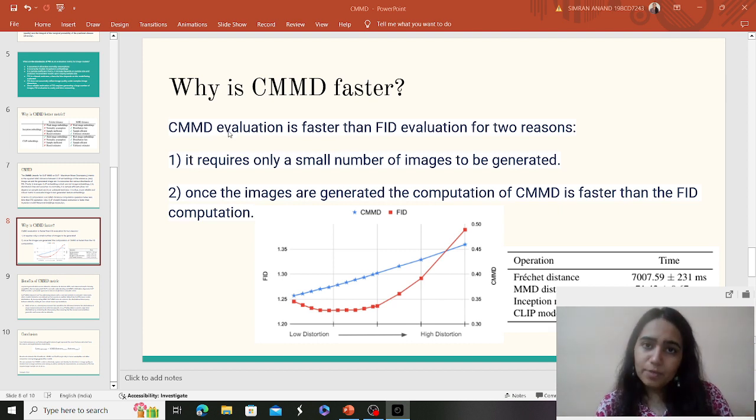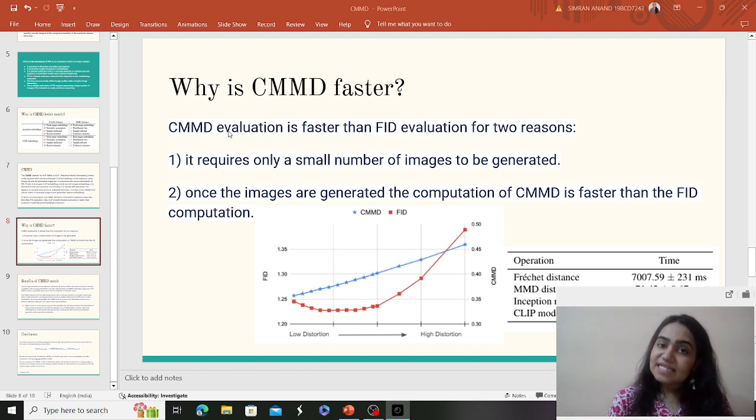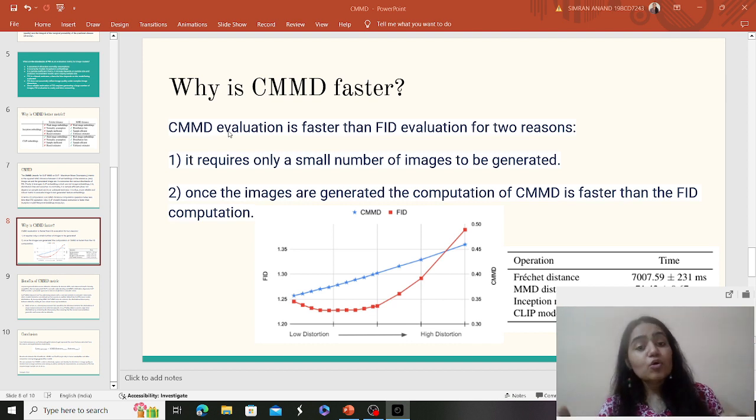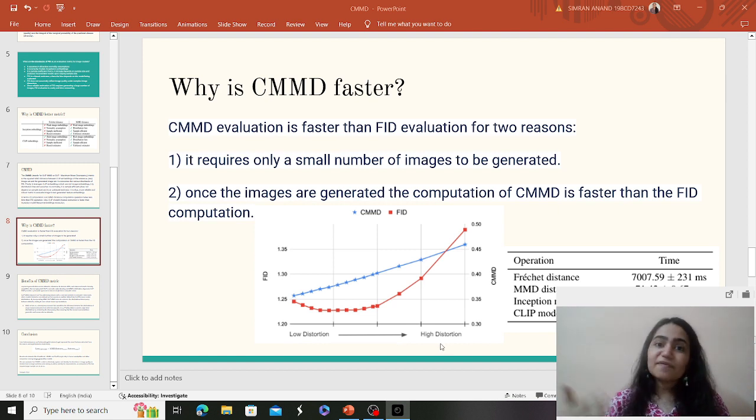Always the goal over here, when you want to build a very high performant image generation model, is to aim for a very low CMMD and low FID, because the lower the FID and the CMMD, the better your model's performance. Okay, so when you go from low distortion to high distortion, basically you're degrading the image quality. The model performance should go down, so the FID and CMMD score should increase.